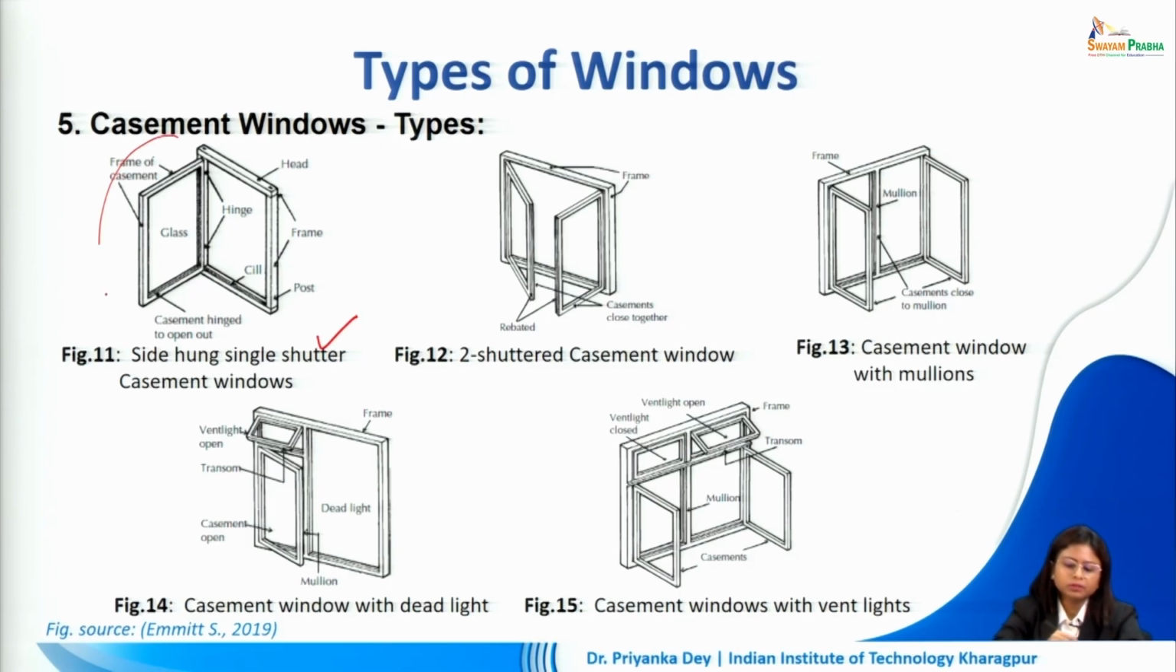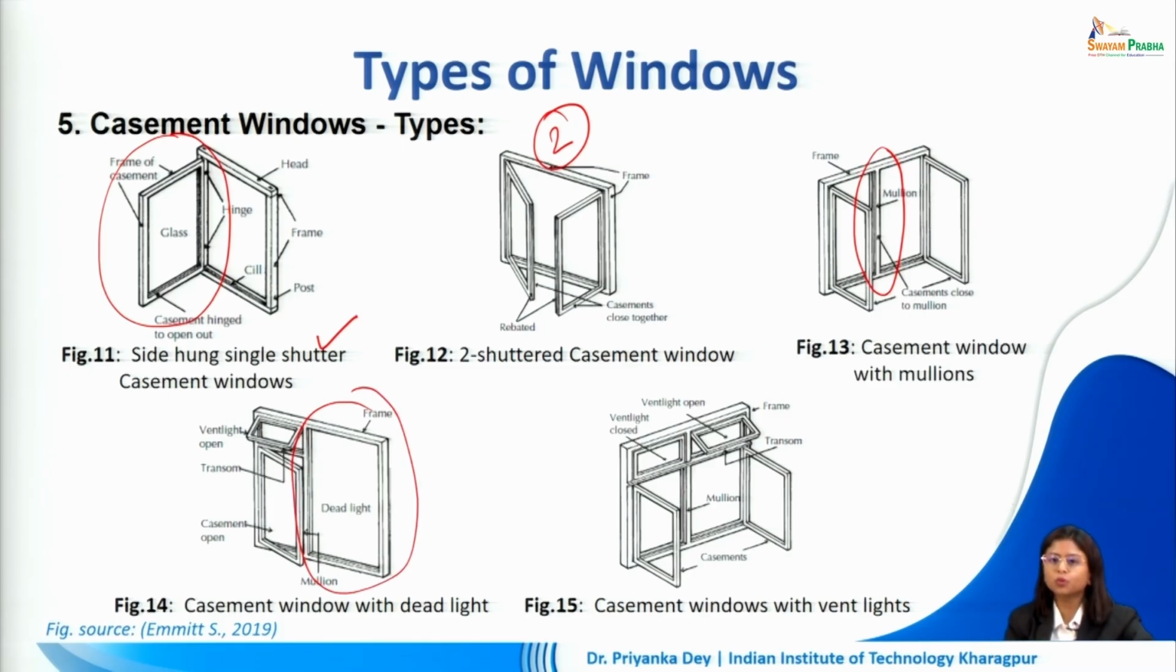This is an example. One single shutter is provided. We can also have a two shutter casement window. Here we have two shutters. In this we can also introduce a mullion in between to vertically divide this window opening into two parts. We can have another situation in which we have the casement window followed by a dead light in the side. The dead light is a fixed portion. This part cannot be opened. And we can also do a combination of some vent light in the top and shutters in the bottom half of the window. So it's a casement window with vent lights.